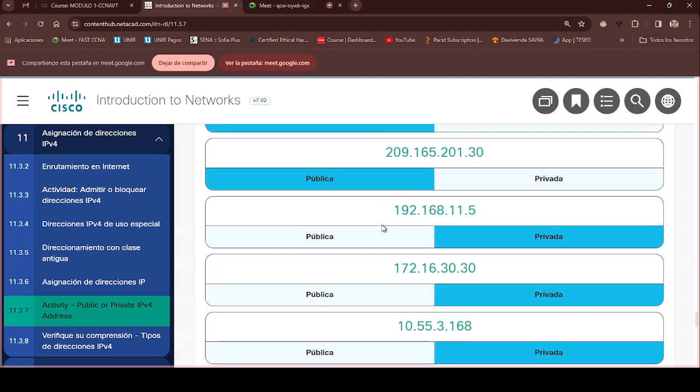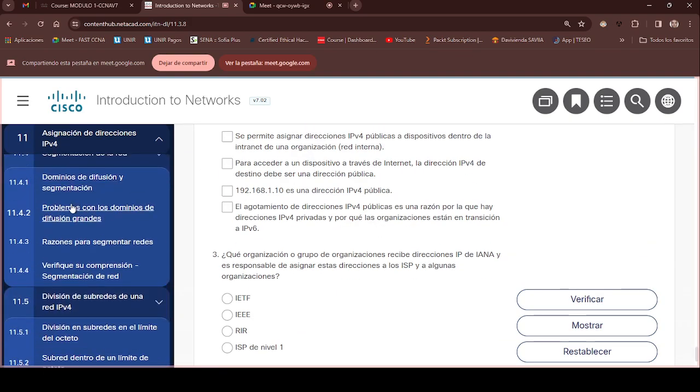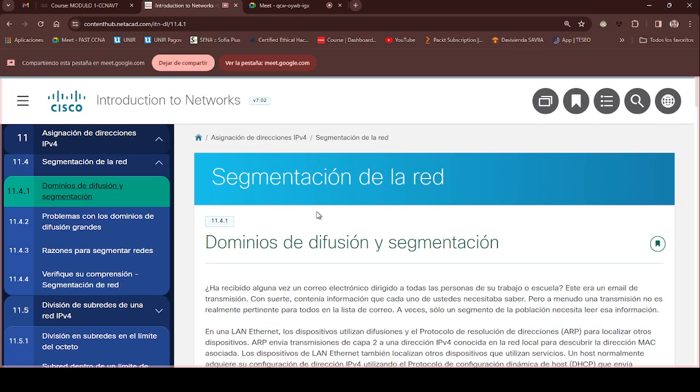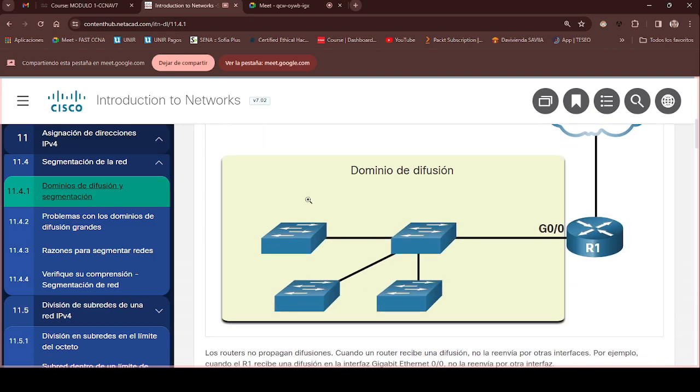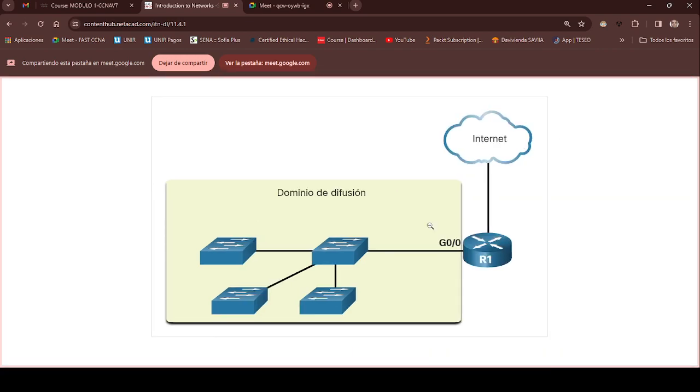Perfecto, vale. Ahora, dominios de difusión y segmentación de dominios de difusión. ¿Qué es un dominio de difusión? Se considera un dominio de difusión a toda aquella zona de nuestra red que no está dividida por un router, o a toda aquella zona de nuestra red que en términos de equipos está compuesta por switch, o a toda aquella zona de nuestra red a donde un broadcast llegará.